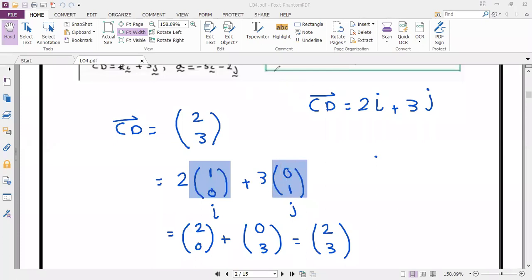So the vector CD can be written in many forms. The first form, we can write CD as (2, 3). This is the column way, and we can use the unit vectors: 2I plus 3J. This is the vector CD, 2I plus 3J.